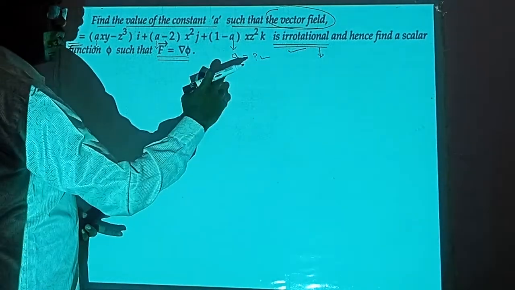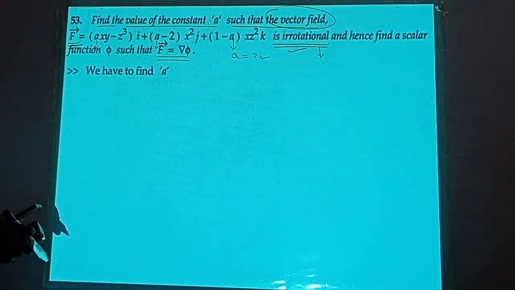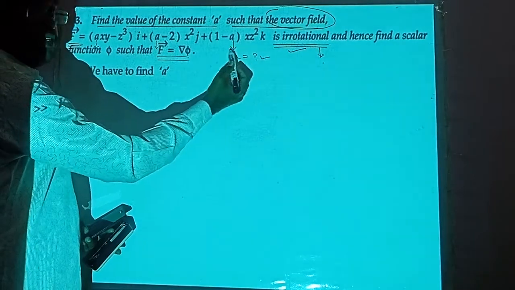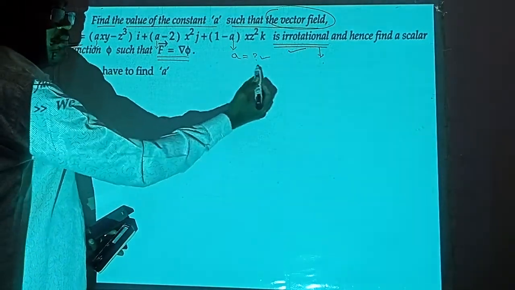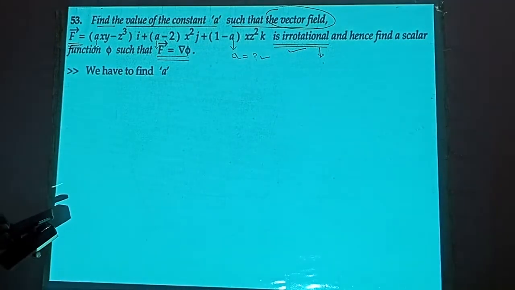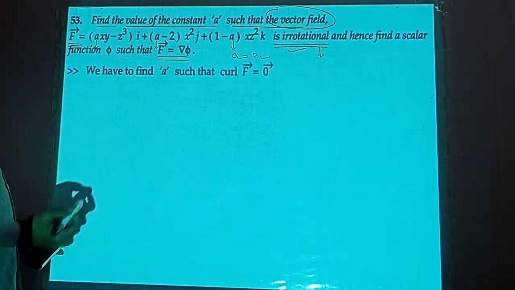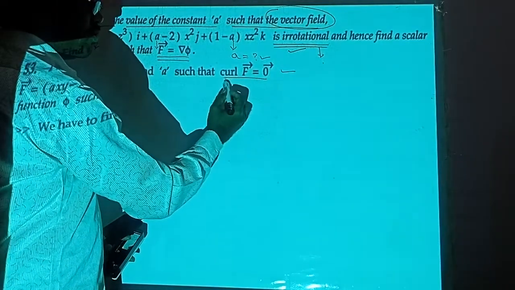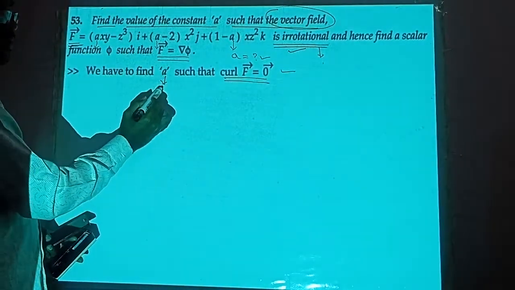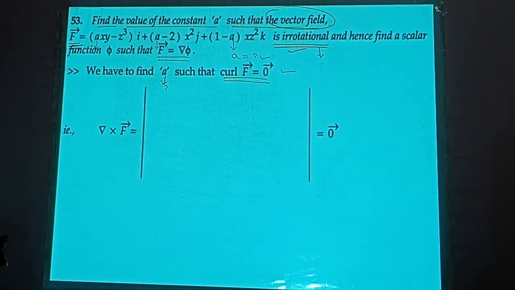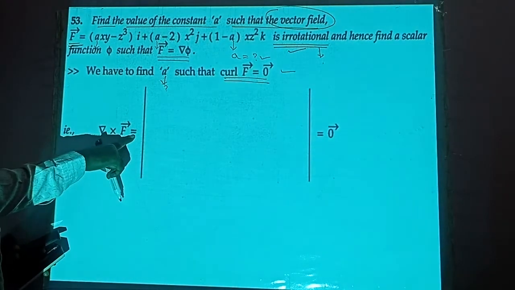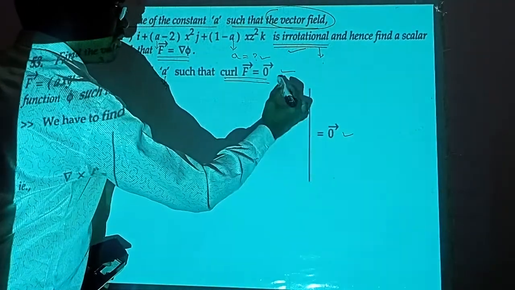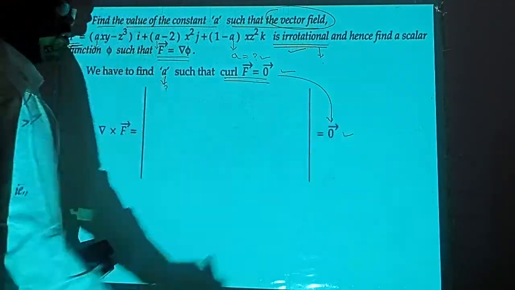Now let us first see how do we find A. We have to find the quantity A. We need to find the constant A. It is not the vector. It is a constant A. We have to find A such that curl F is equal to 0. See, this is the given condition using which we need to find the value of A. Curl F is equal to, what do we mean by curl F? It is a determinant and it is 0. It is already given. We are just using this condition.